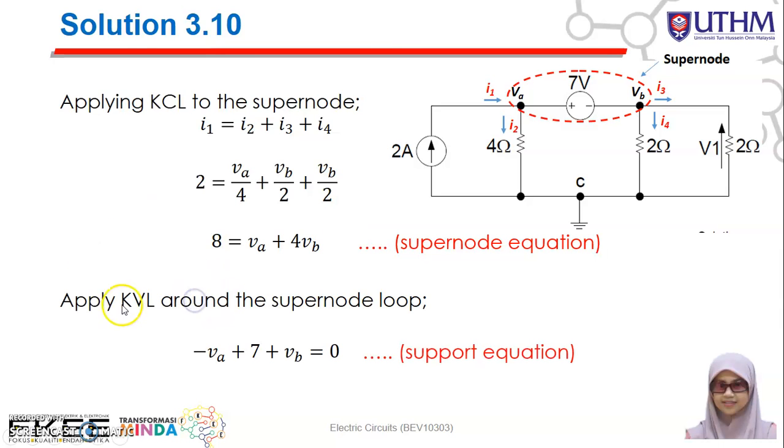And then we apply the KVL around the supernode loop. In this case, we have positive, negative VA. The current will flow from the positive terminal to the negative terminal, so here is VA. The current I4 will flow from the positive terminal to the negative terminal, so here is VB. So you apply the KVL around the supernode loop: negative VA plus 7 plus VB is equal to 0. So this is considered as your support equation.